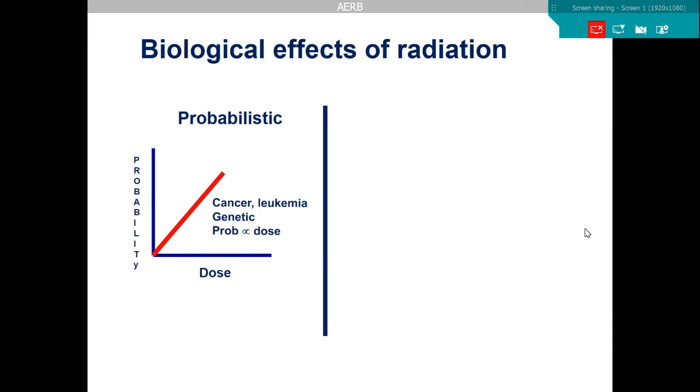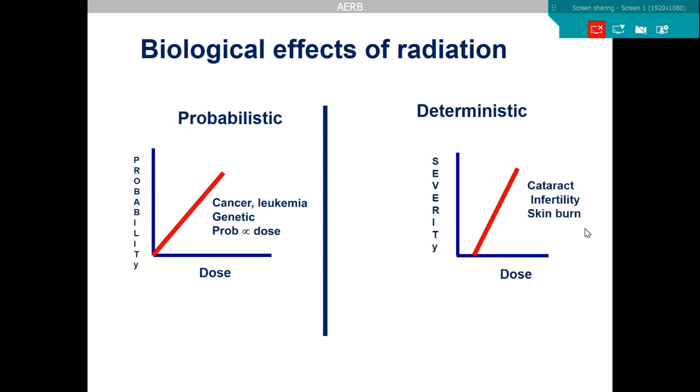If you want to make sure the probability of an effect is zero, what should I do? I mean, make sure that the person receives zero dose. I'll ask you a question, we'll find an answer soon. Is it possible to ensure that a person gets zero dose? We'll come back to the answer shortly. The other effect is deterministic effect, which is characterized by a threshold dose. Some examples are cataract, infertility, skin burn, etc.